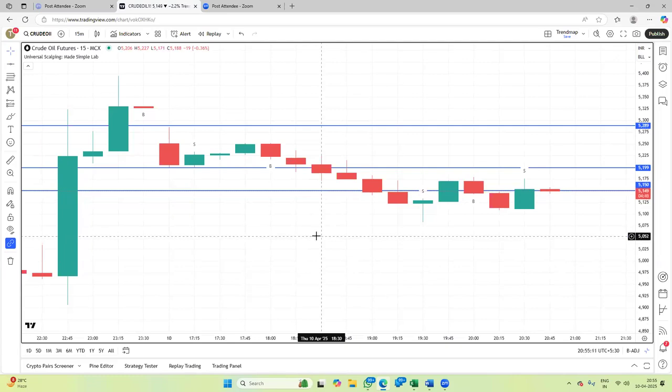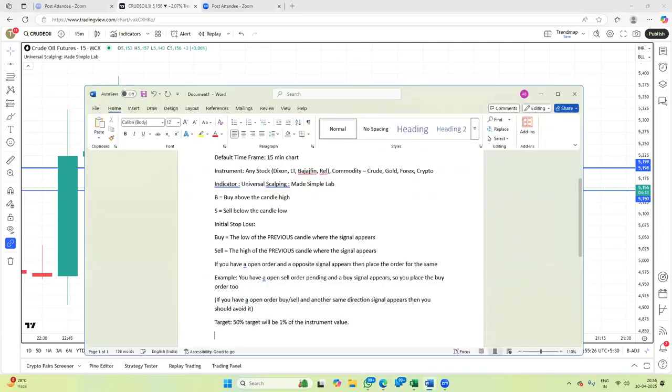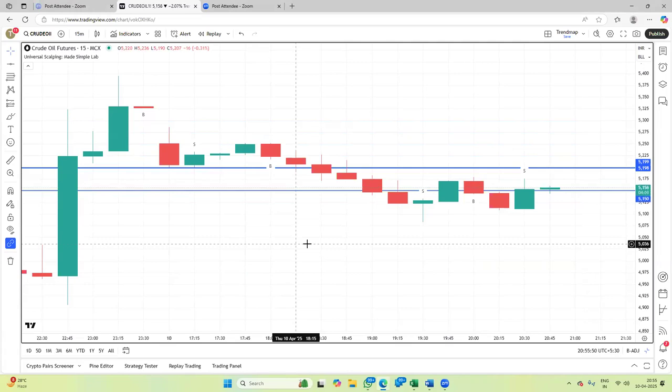Yes, sir. Good. Now, once this 50% target is hit, immediately your stop loss for the remaining 50% will be cost to cost. Once the 50% target is hit, bring the stop loss to break even. Now, once you bring the stop loss to break even, then what? Then you have to wait for the next signal.